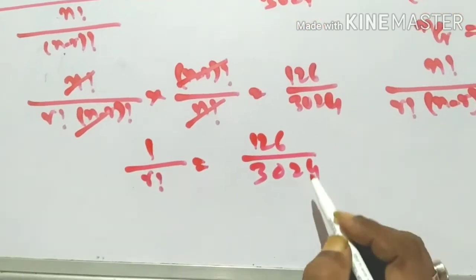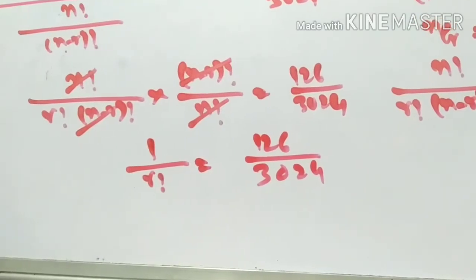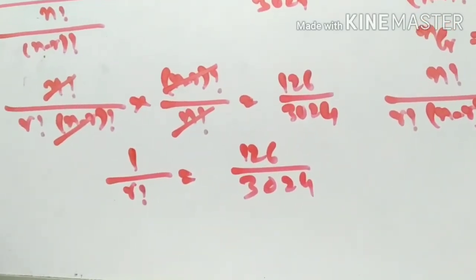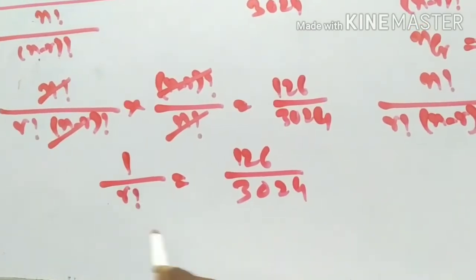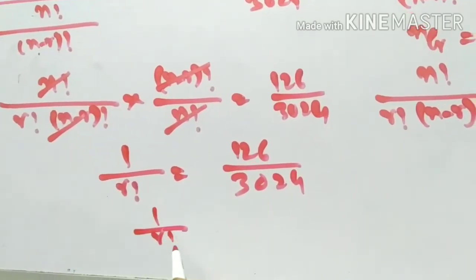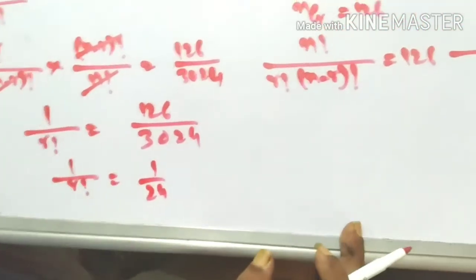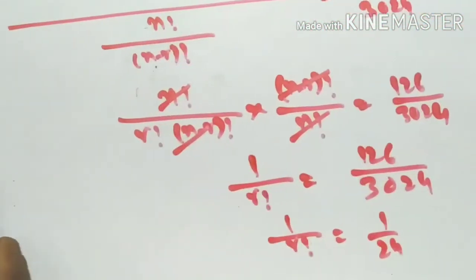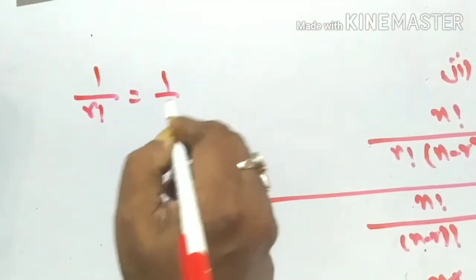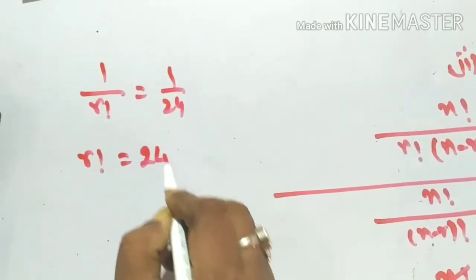I think this 3024 is divisible by 126, because 3024 divided by 126 comes out to be 24. So 1 by r factorial is equal to 1 by 24. This can be written as r factorial is equal to 24.